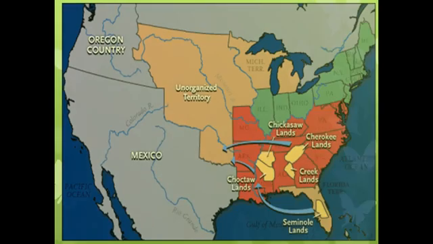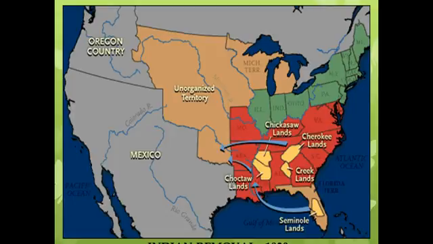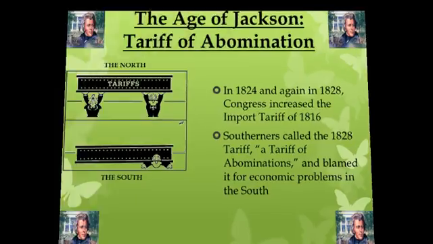But here's a map, a visual for you, just so you can get a sense of where these native tribes were coming from and where they wound up. This area over here is the so-called Oklahoma Territory, and that's where the Indians were relocated to.